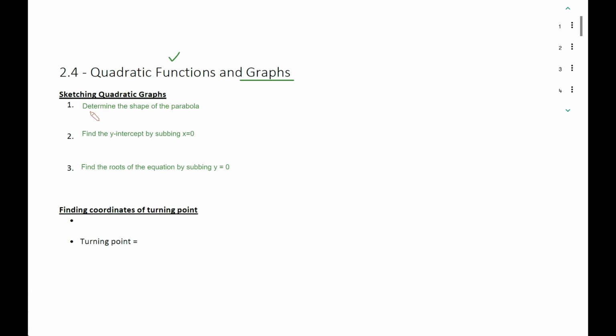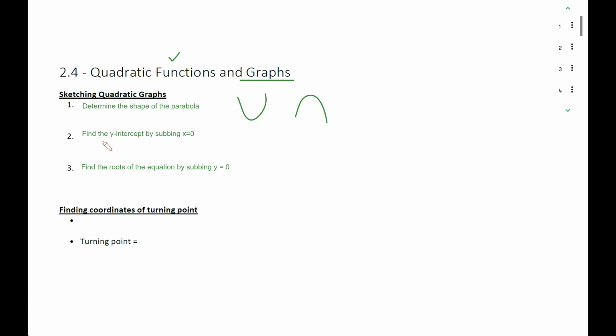All right, so first of all, we determine the shape of the parabola. Parabola is the name of the U shape or N shape that you have seen in quadratic graphs. So quadratic graphs look like this, right? That's the mathematical name, a parabola, for the shape of this. It's not technically a U, because if you write the alphabet U, it's like this, isn't it? Anyway, the mathematical name is parabola.